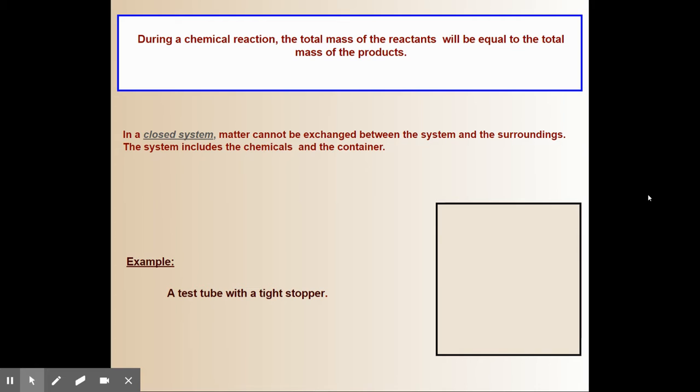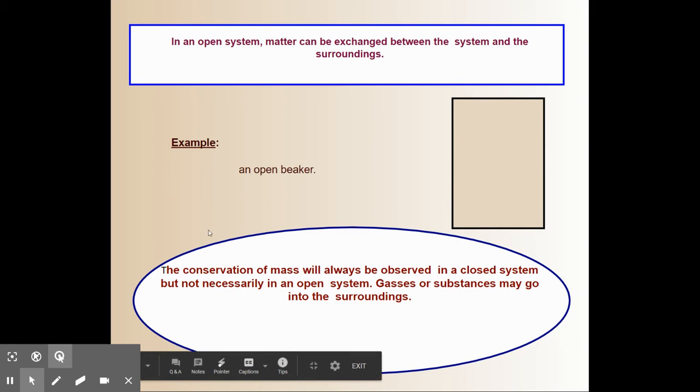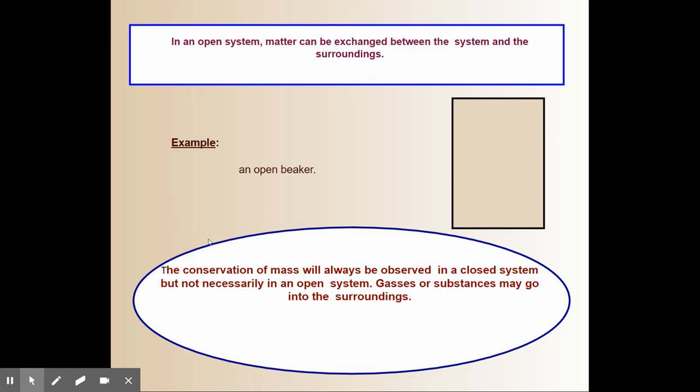In a perfect world, in the closed systems that we have, closed systems meaning energy and matter cannot escape. Think of a test tube with a stopper on it. That's an example of when you would have a closed system. An open system is when you exchange with the surroundings, like an open beaker. What we're trying to say is that the conservation of mass will always be observed in closed systems.